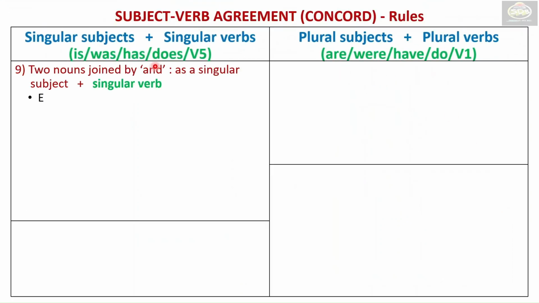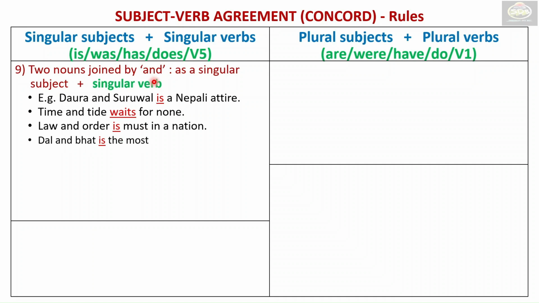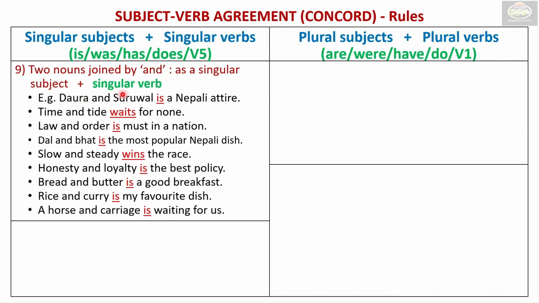Next rule. Two nouns joined by and as a singular subject, and we have to use singular verb with them. There are two nouns joined by and, but they denote a single thing. That makes a singular subject. For example, Daura and Surwal. Yes, there are two nouns, but they are one in meaning. If we use these two things together, that becomes a complete dress, attire. Therefore, Daura and Surwal is a Nepali attire.